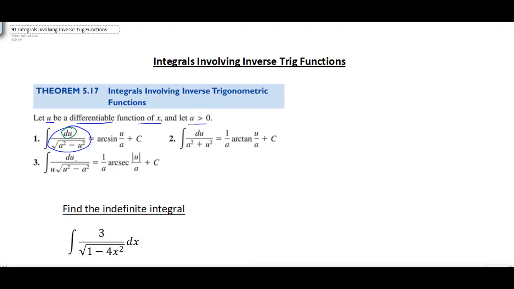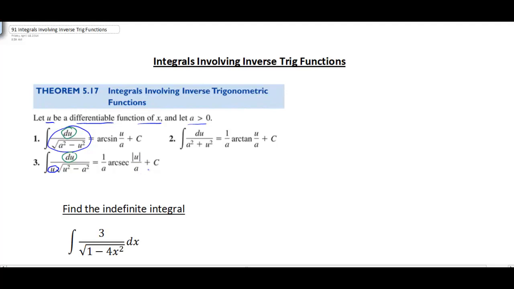And if our integrand looks like the third one, du over u multiplied by the square root of u squared minus a squared. Now, once again, notice that here you have u squared minus a squared, but also you have a u out front. So again, once you identify your u, you must have the u squared, the minus a squared, and also, once you identify u, we must have du. And for this one, we would have 1 over a multiplied by the arcsecant absolute value of u divided by a plus c.